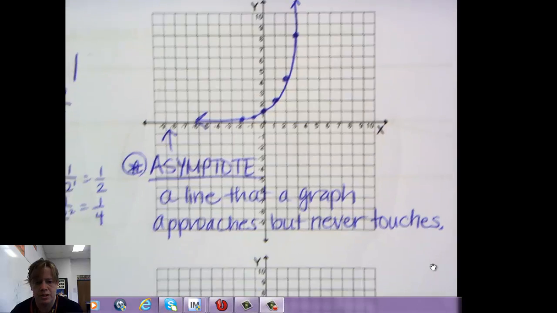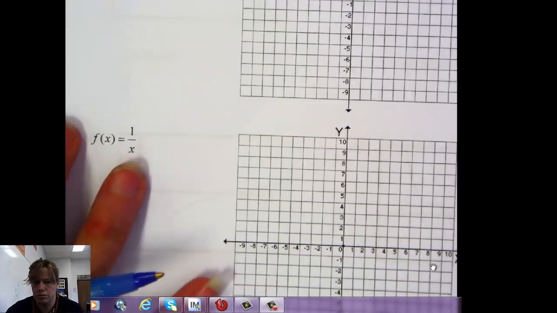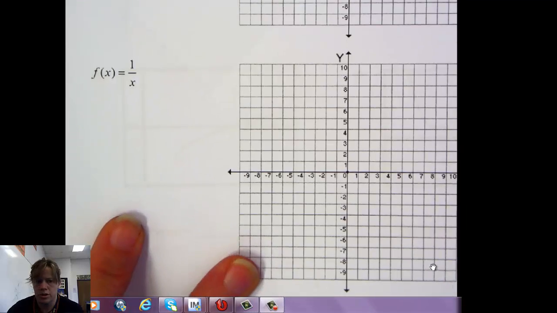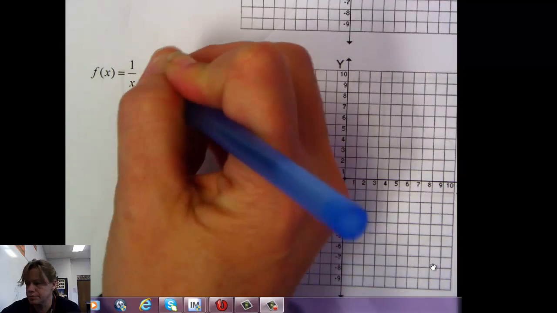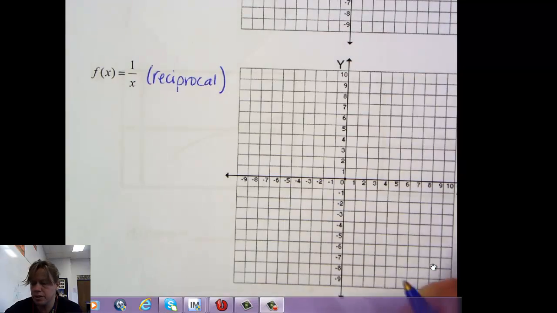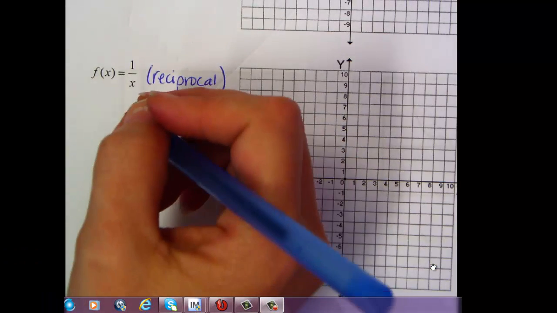Okay, I want to skip 6 for now and go down to number 7. We're going to need our Inspire a little bit more for 6. So number 7 is f of x equals 1 over x. We call this the reciprocal function. And it's just what it sounds like. It's a reciprocal.